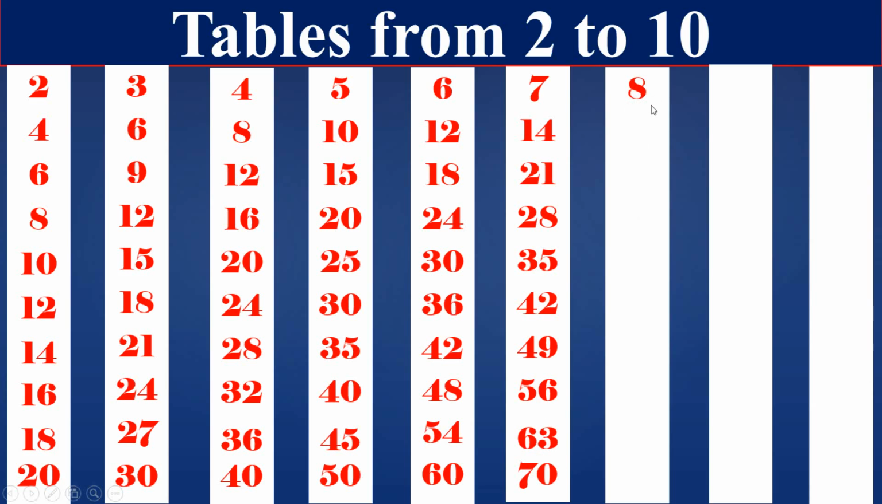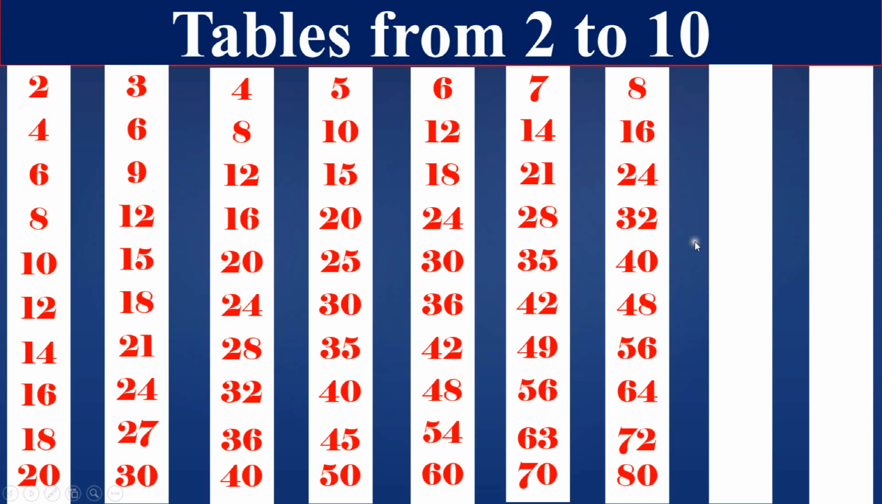8 times 1 is 8. 8 times 2s are 16. 8 times 3s are 24. 8 times 4s are 32. 8 times 5s are 40. 8 times 6 are 48. 8 times 7s are 56. 8 times 8s are 64. 8 times 9s are 72. 8 times 10s are 80.